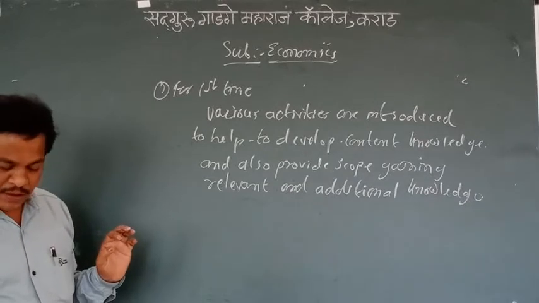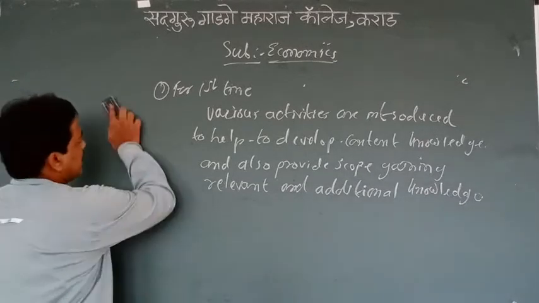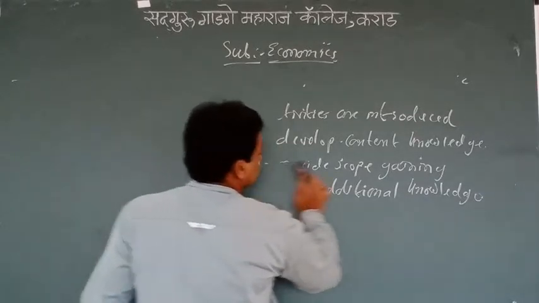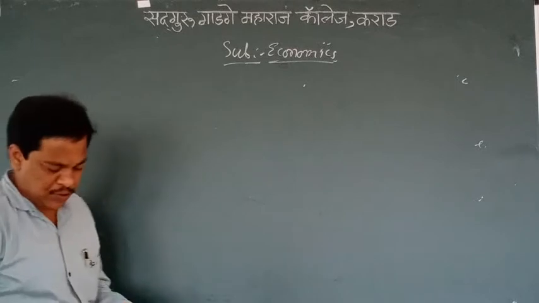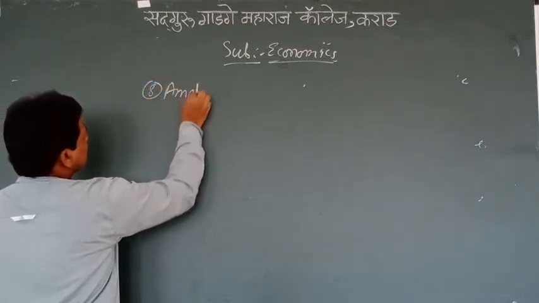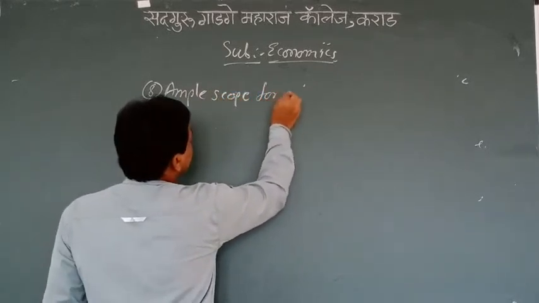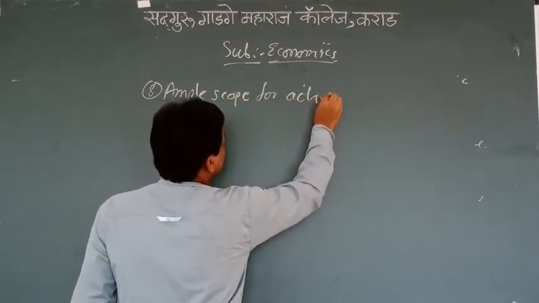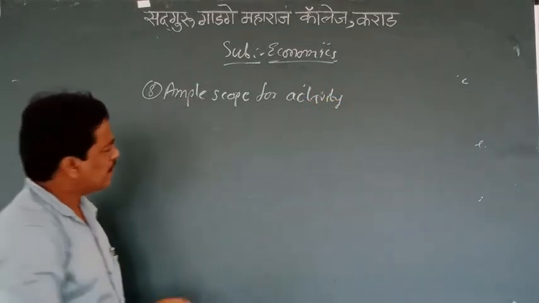Next point is about ample scope for activity. Point number 8, that is about ample scope for activities.